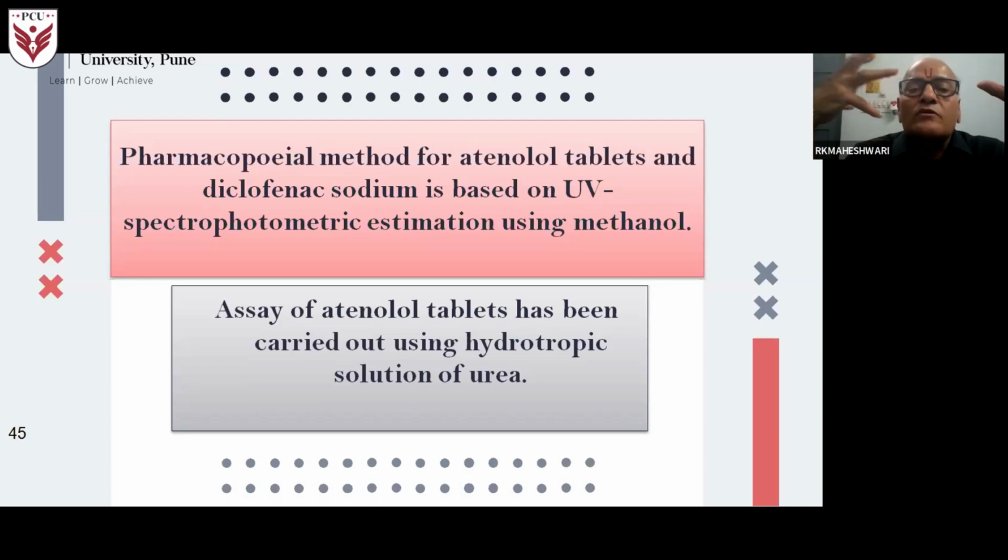What I have done is use a urea solution. A concentrated solution of urea was employed as a hydrotropic solubilizer, or hydrotropic solvent system, to carry out the UV spectrophotometric analysis of atenolol tablet. And it was estimated at 275 nm. The cutoff point for urea is 240 nm, and so on and so forth.